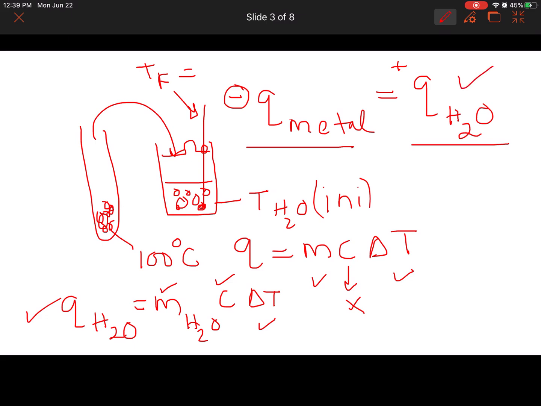If we know the heat absorbed by the water, can we find the heat lost by the metal? Yes, it's just the opposite amount. If Q water became 1,000, then Q metal would be negative 1,000, like that. Once you know that amount from the water, we know the heat lost by the metal, and then we know the mass of the metal and delta T, so we can find the specific heat of the metal. So that is the procedure we're going to use to find the specific heat of the metal. Okay, now let's see how we're going to do the calculations.